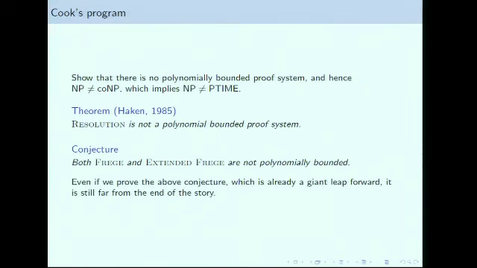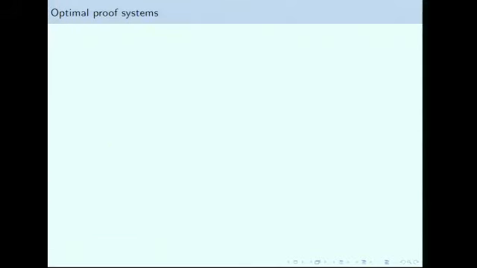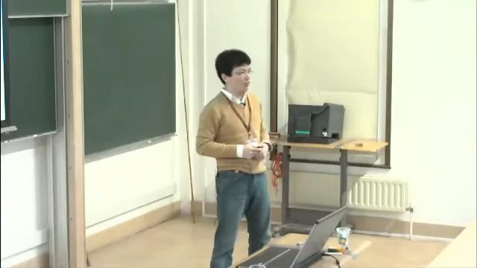This is the major open problem in proof complexity. But even if we prove this conjecture, we are still far away from separating NP from co-NP because there are simply infinitely many proof systems. We need to prove every possible proof system is not polynomially bounded. So that's the reason it's interesting to consider some kind of optimal proof system.